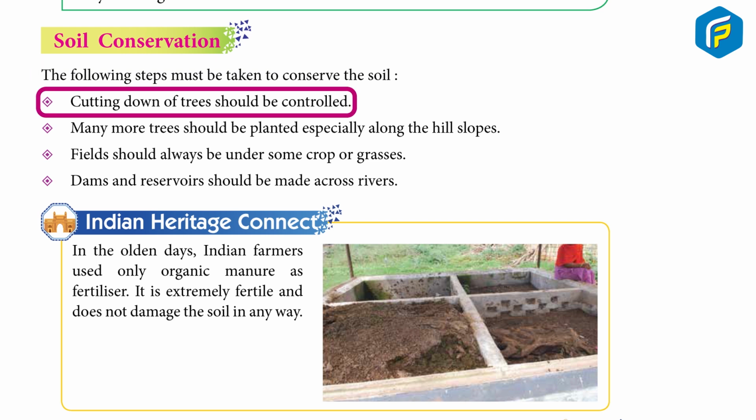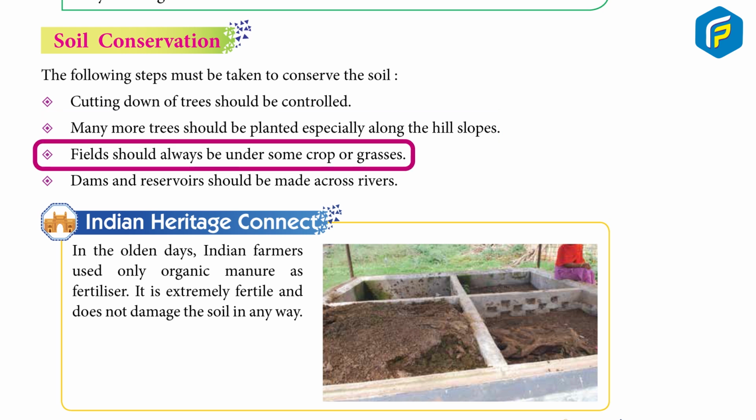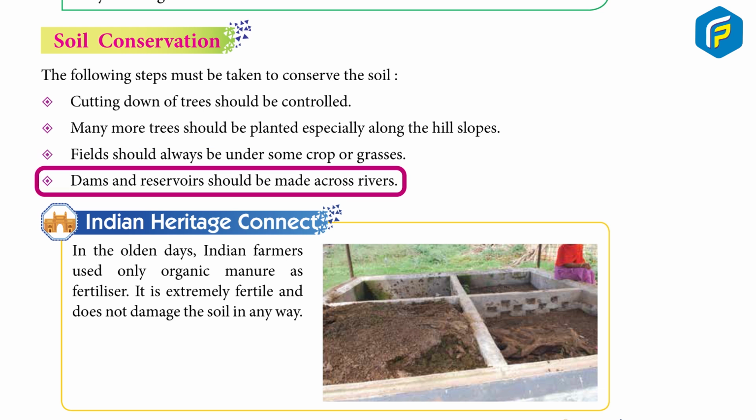Cutting down of trees should be controlled. Many more trees should be planted, especially along the hill slopes. Fields should always be under some crop and grasses. Dams and reservoirs should be made across rivers.